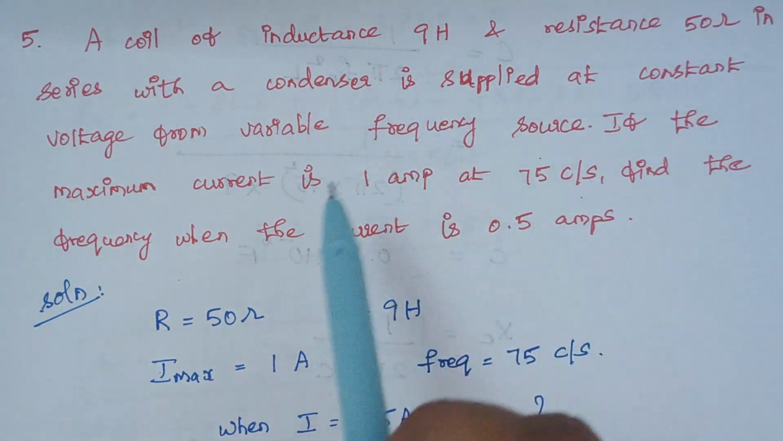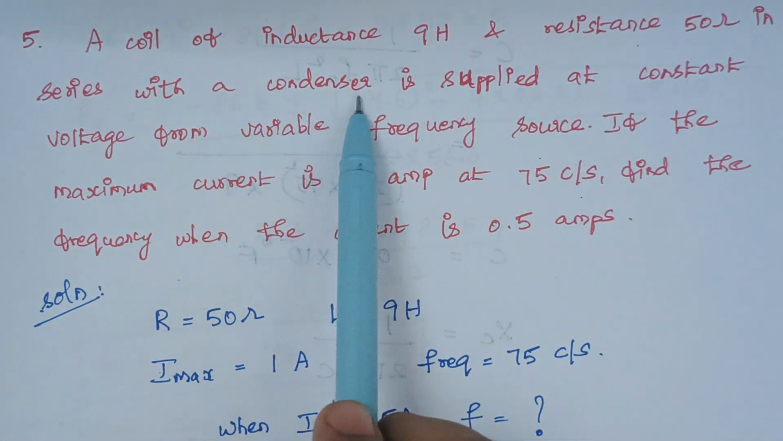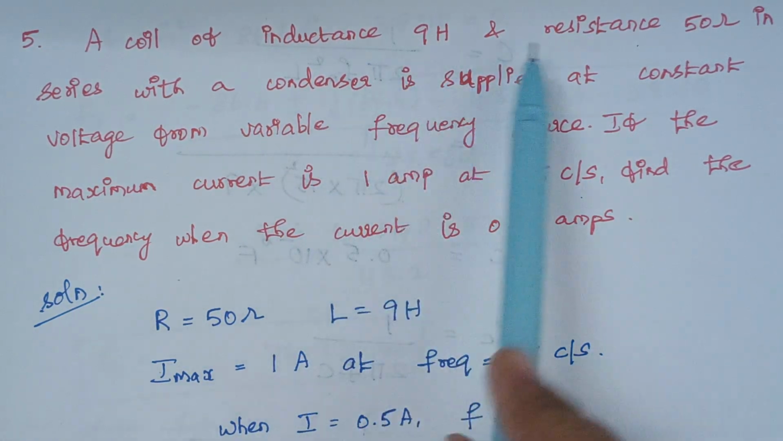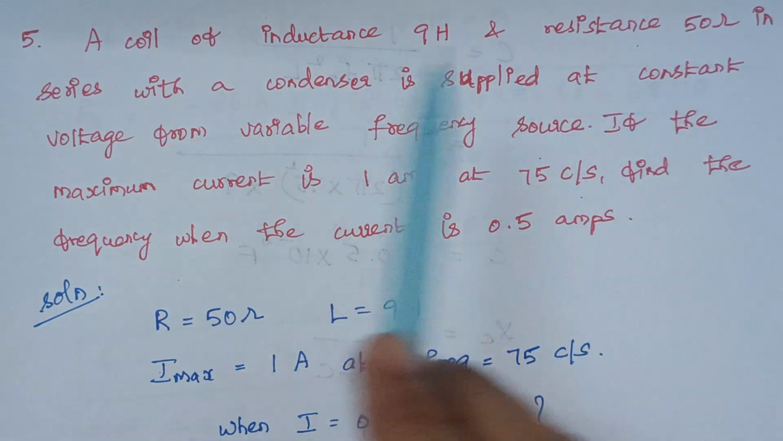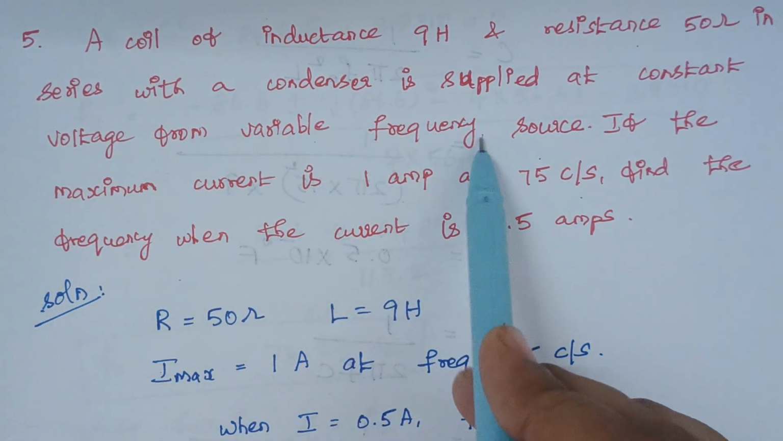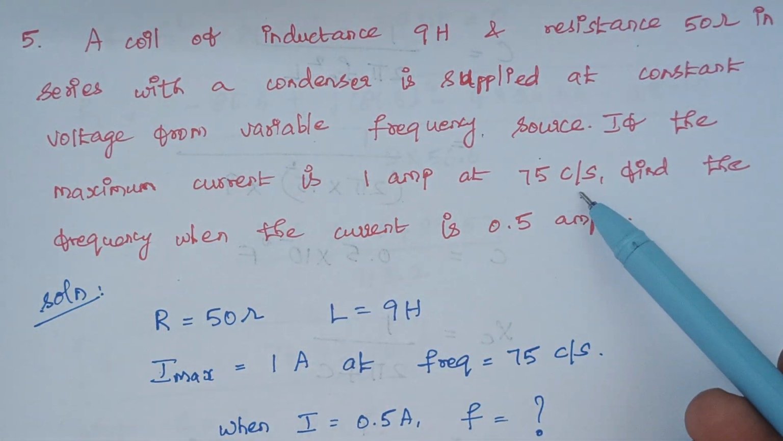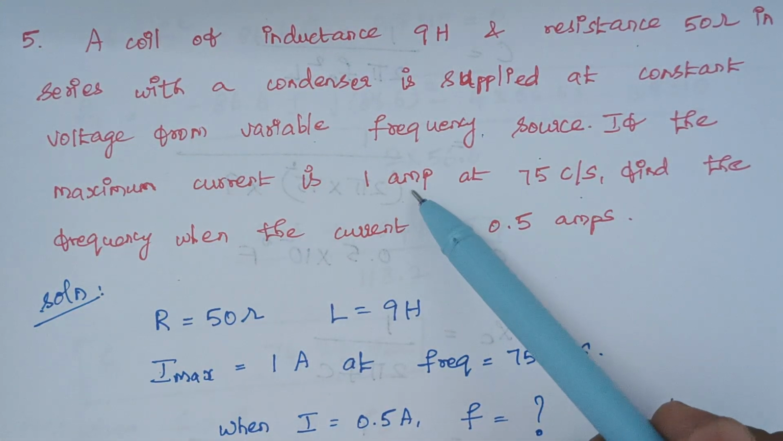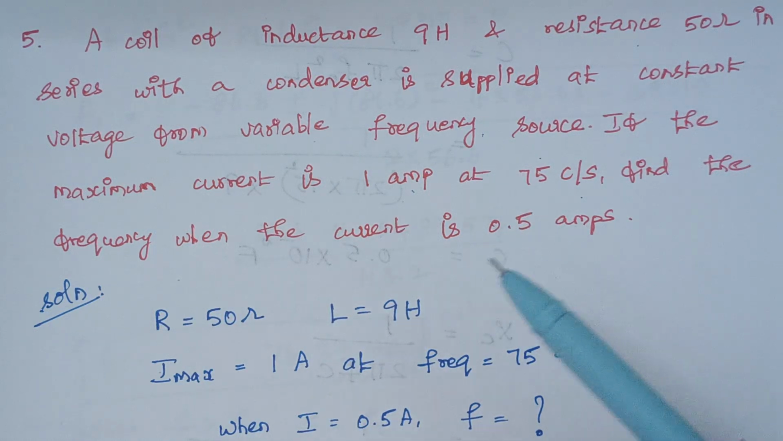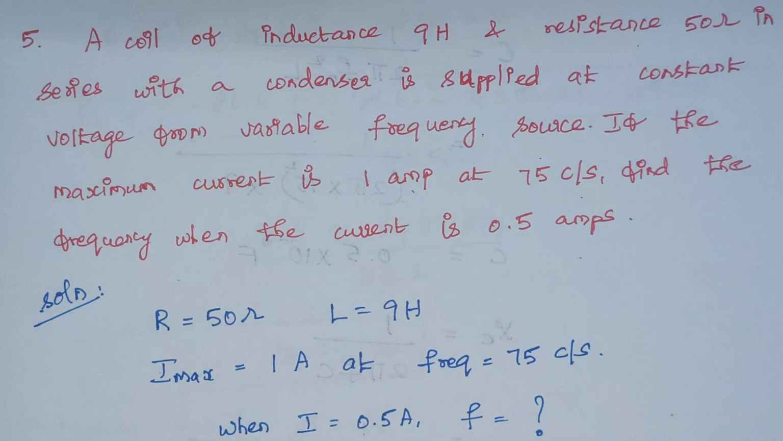So here you see, we are having an inductor, a resistor and a condenser, which is nothing but a capacitor. And they are supplied by a constant voltage source with variable frequency, okay? Here we are having a source in such a way that the voltage value is constant and the frequency we can vary. At a frequency of 75 hertz, the current is 1 amps. So, we have to calculate the frequency at which the current is 0.5 amps, right?